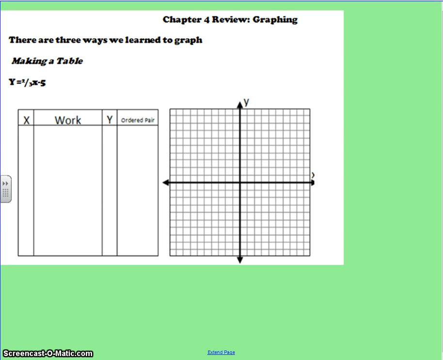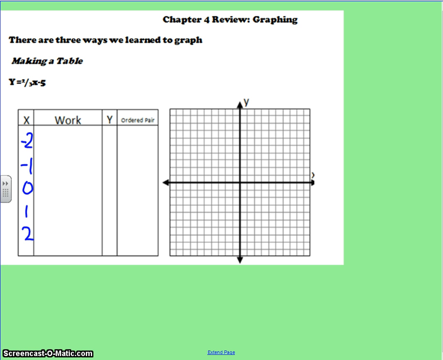Alrighty, guys. We're going to review some graphing. Miss Cash is going to give us an example of how to graph by making a table. So Miss Cash is selecting her x values. Looks like she's picking -2, -1, 0, 1, and 2.